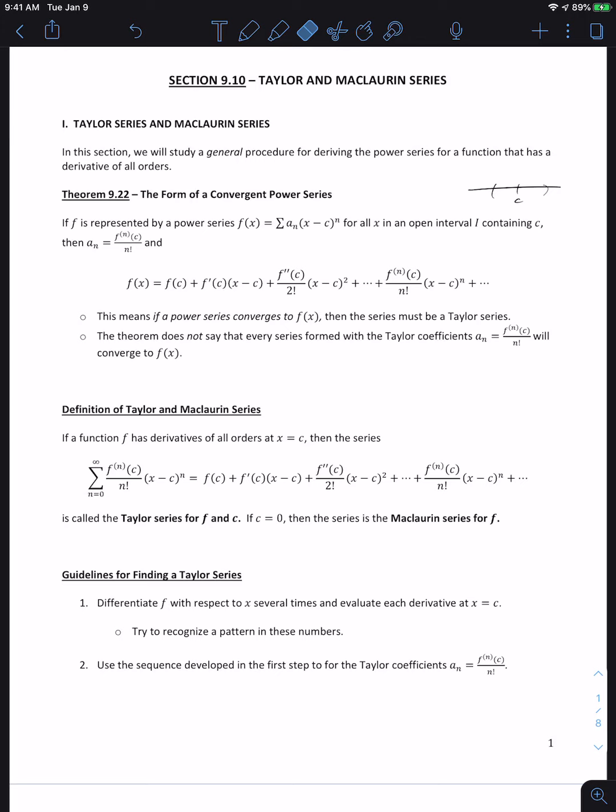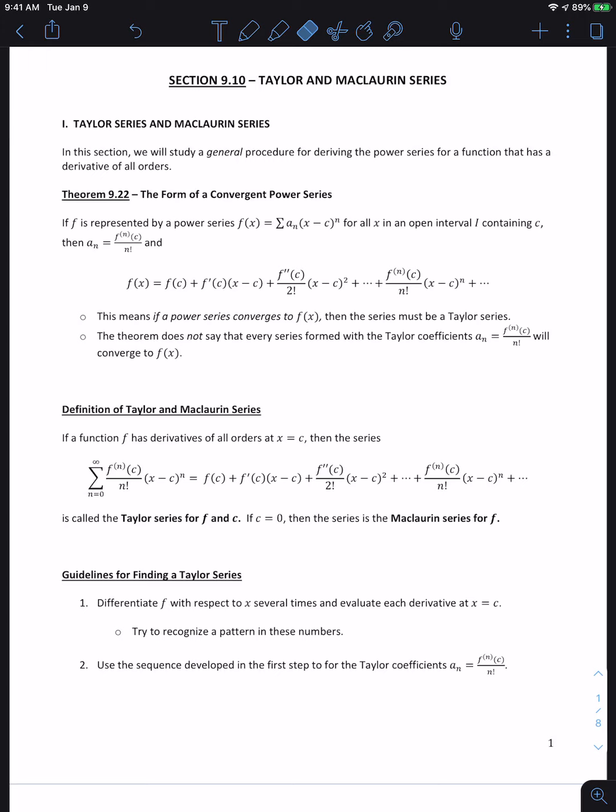Okay, so the definition of a Taylor-Maclaurin series. It's exactly this series right here. In other words, it's a Taylor polynomial that has infinitely many powers of x, right? It's adding up infinitely many terms. So if a function has derivatives of all orders at x equals c, then the series that looks like the sum of the nth derivative at c over n factorial times x minus c to the nth is called the Taylor series for f at c. And if c is equal to 0, then it's called the Maclaurin series.